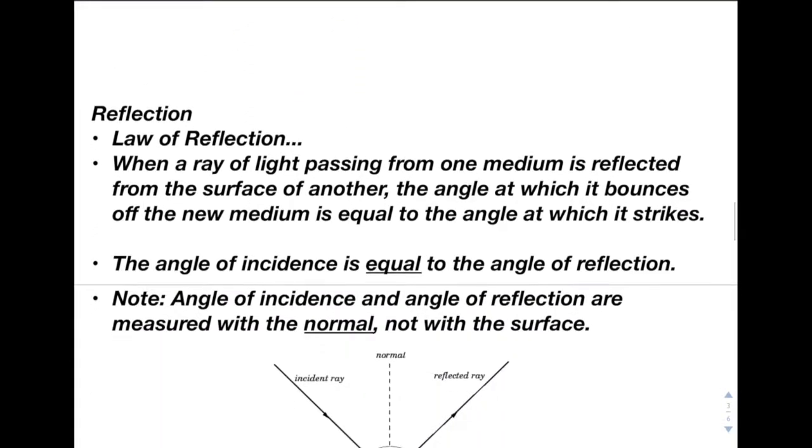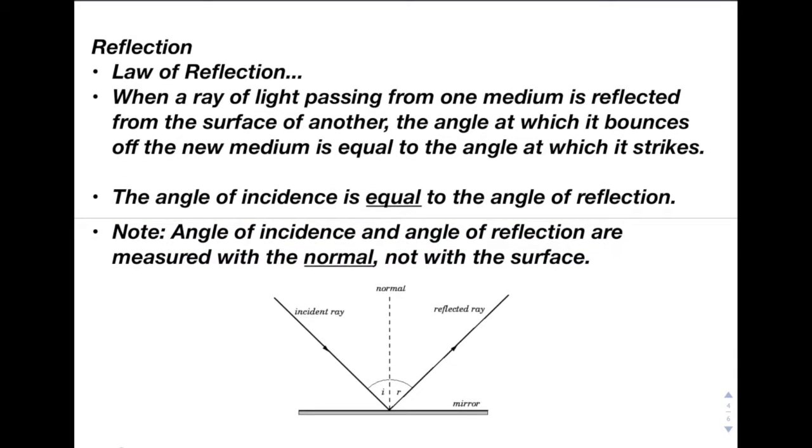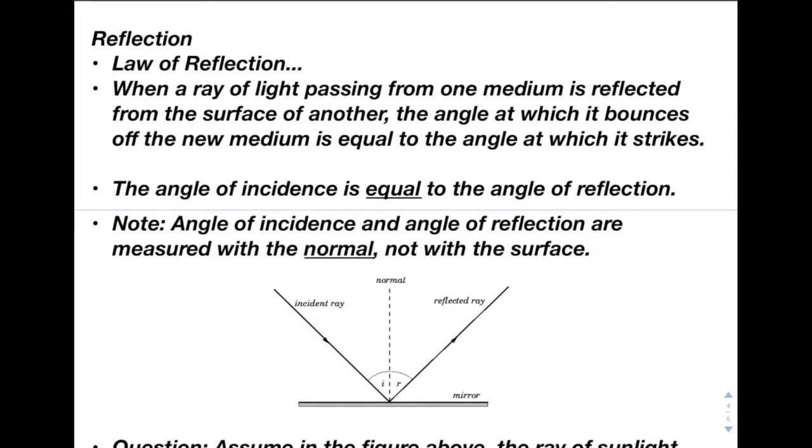So the next topic that we're going to get into is reflection. The law of reflection is essentially what you really need to know for this concept. This states that when a ray of light passing from one medium is reflected from the surface of another, the angle at which it bounces off the new medium is equal to the angle at which it strikes.